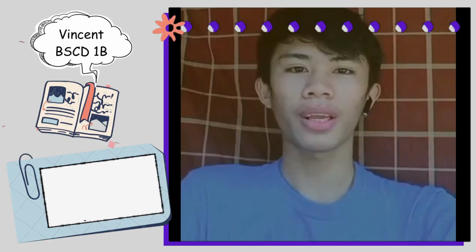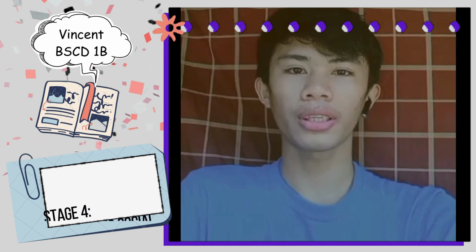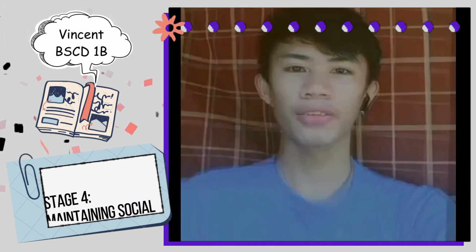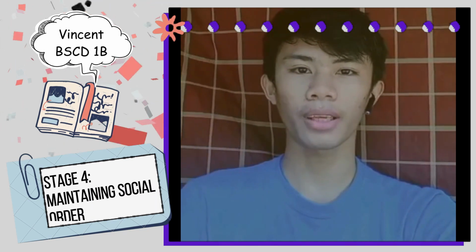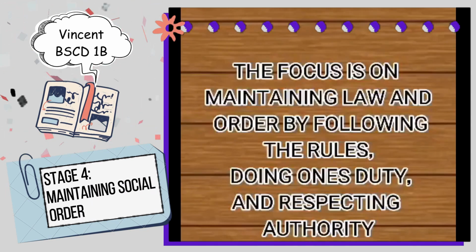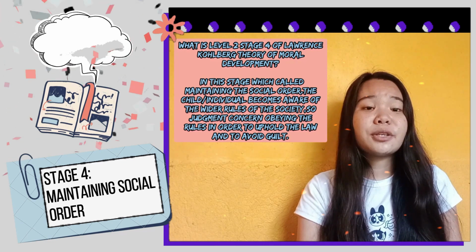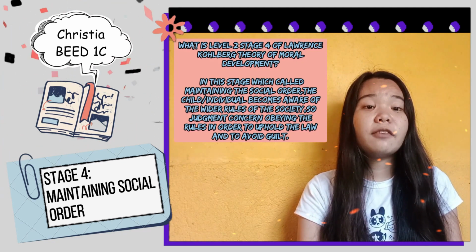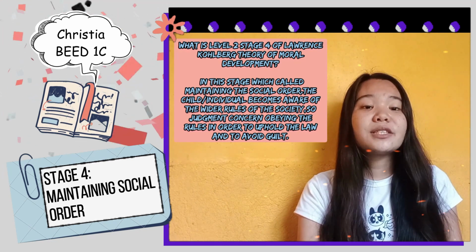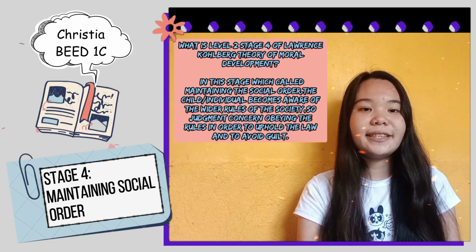Stage 4, maintaining social order. This stage is focused on ensuring that social order is being maintained. At this stage of moral development, people begin to consider society as a whole when making judgments. Focus is on maintaining law and order by following the rules, doing one's duty, and respecting authority. In this stage, called maintaining the social order, the individual becomes aware of the wider rules of the society, so judgment concerns obeying the rules in order to uphold the law and to avoid guilt.